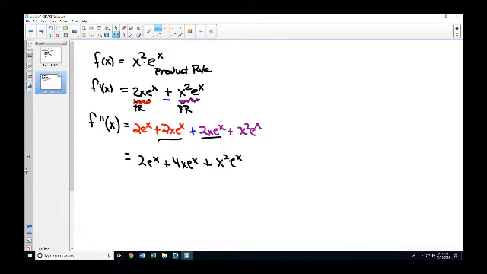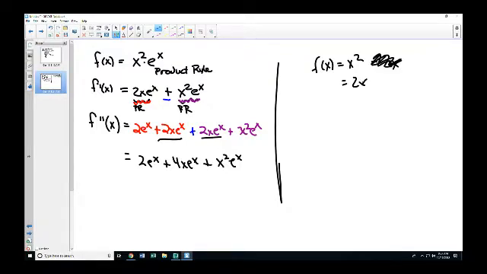Now, here's where a lot of you are getting in trouble. Side note. I saw that on the homework I graded yesterday a lot. Is that a true statement? No, it's not. Don't do that, please. Is this correct? No, because x squared does not equal 2x.